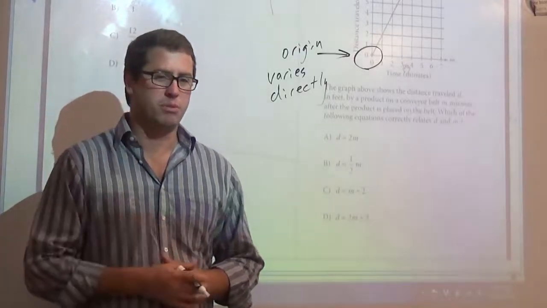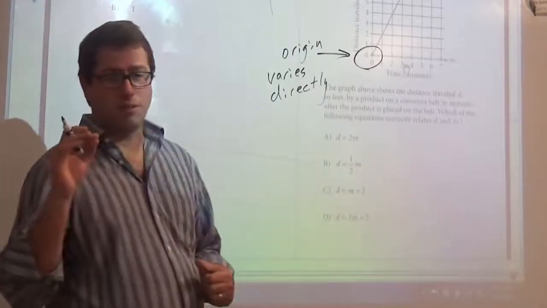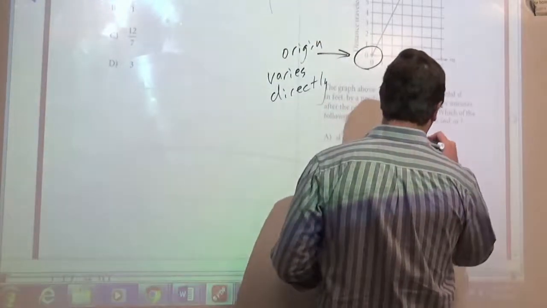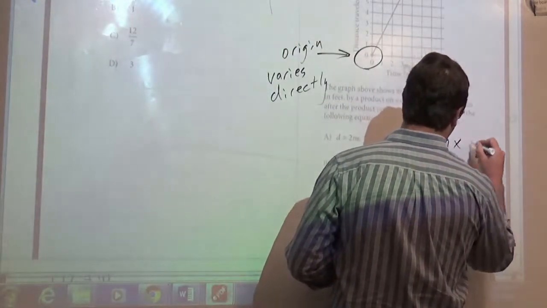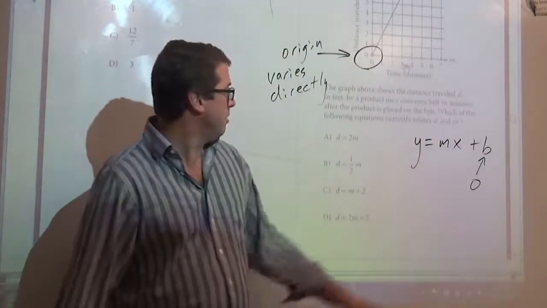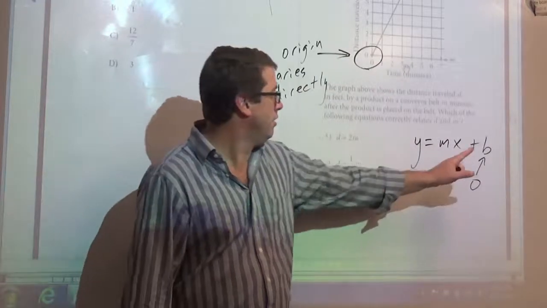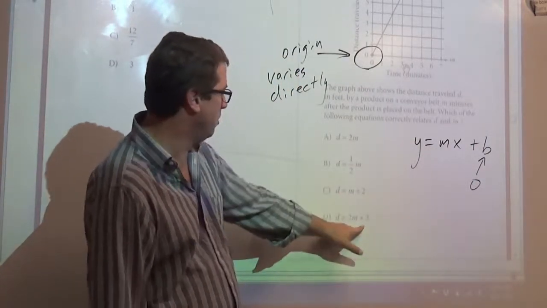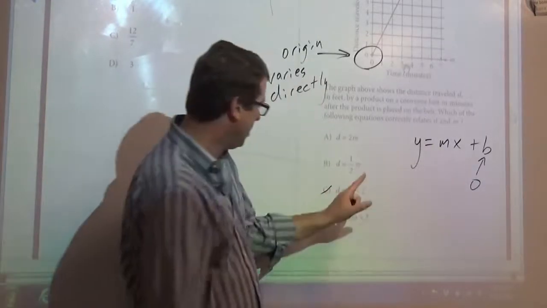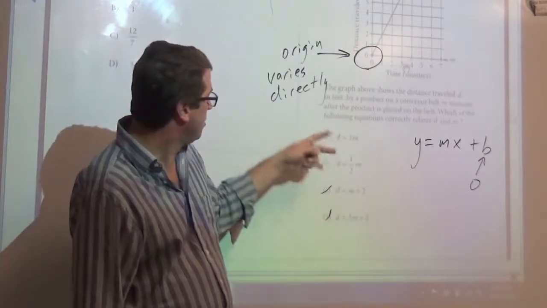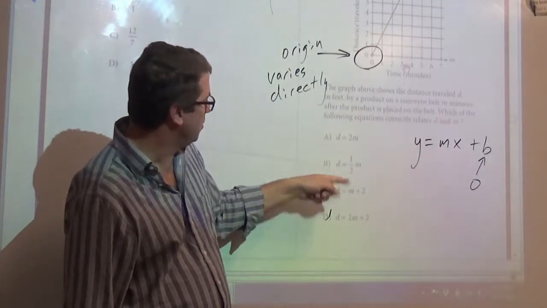If it varies directly, that means the y-intercept is 0. So our slope-intercept equation is y equals mx plus b. B is our y-intercept, and since it goes through the origin, it's 0. So I know it's not this one or this one, because that has a y-intercept of 2, that has a y-intercept of 2. So now we got to figure out, is it this one or this one?